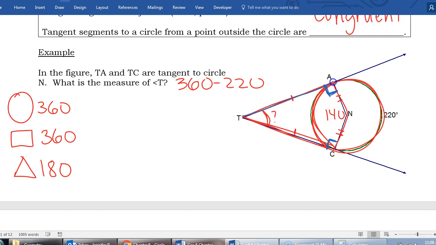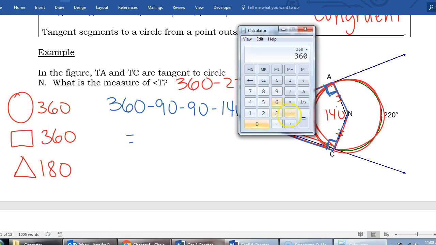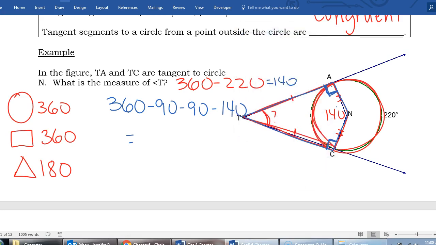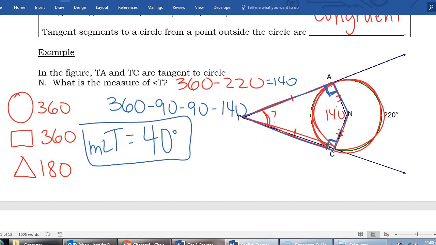So now my four-sided shape has to add up to 360 degrees. I already have 90, 140, and 90 in 3 out of my 4 corners. So I figure out what's missing to make 360, and I will have my answer for angle T. So we're doing 360, take away the two 90s that we know, and take away the 140 that we just calculated up here. So 360, take away 90, take away 90, take away 140, gives me my answer for T. 40 degrees. Measure of angle T is 40 degrees.